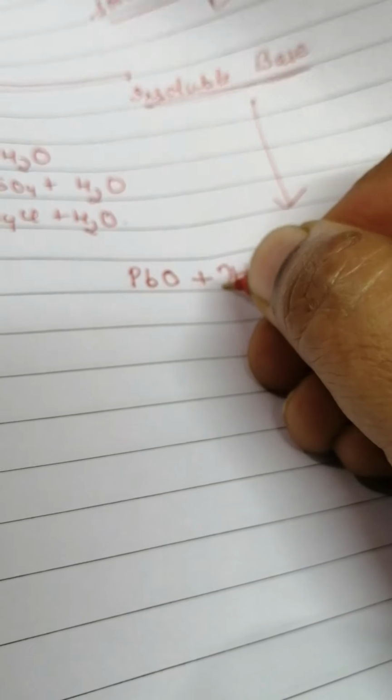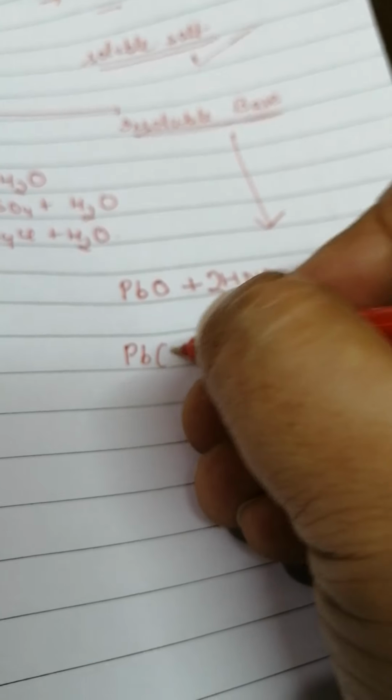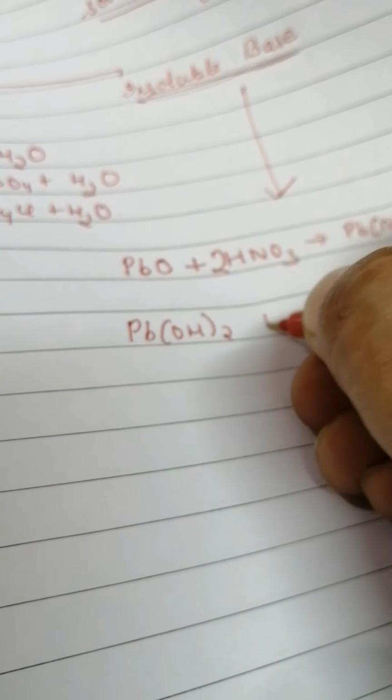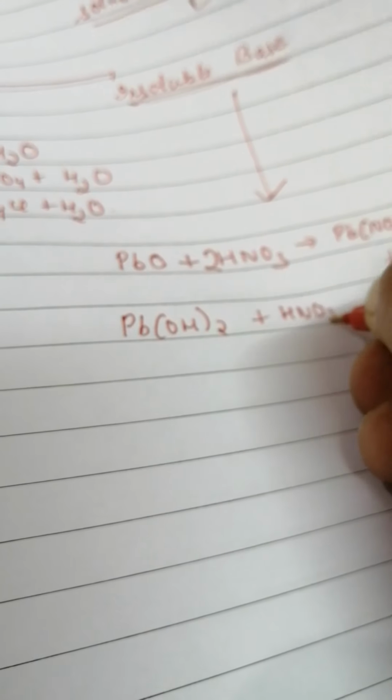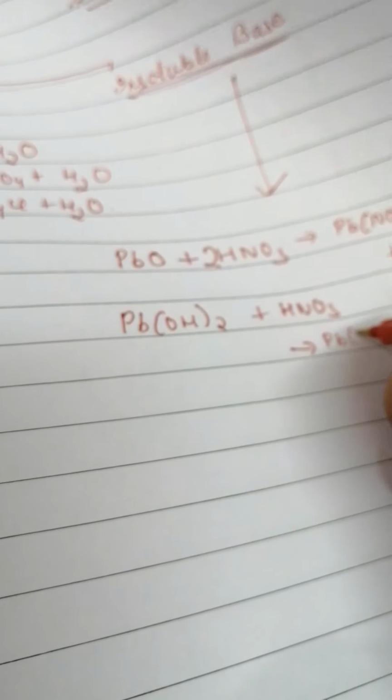So if you are taking the insoluble base as lead, then you take only nitric acid, that is Pb(NO3)2, that is the soluble salt you are going to get, and then you get water. You need to balance this. I think it is balanced now. Similarly, lead hydroxide also, if you take Pb(OH)2, you again take HNO3, you get Pb(NO3)2 plus H2O. I need to balance this again.